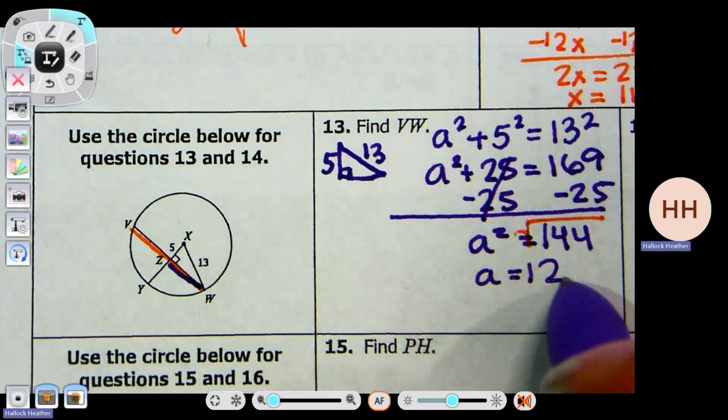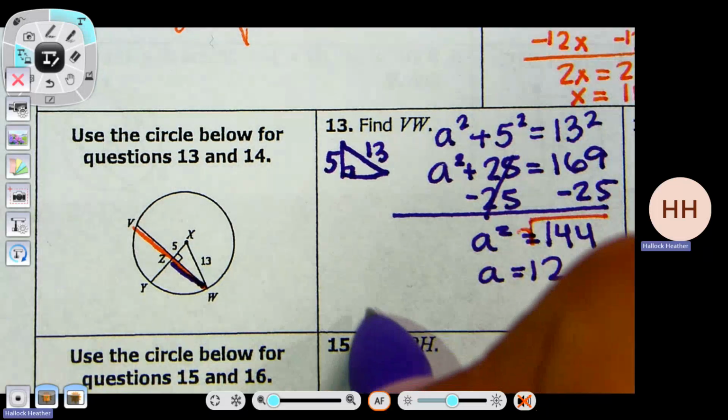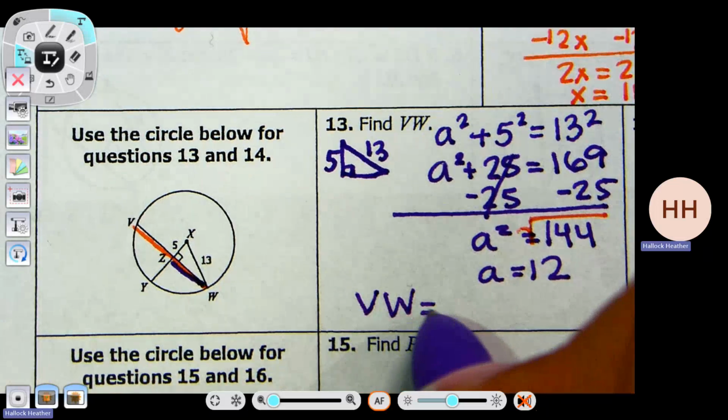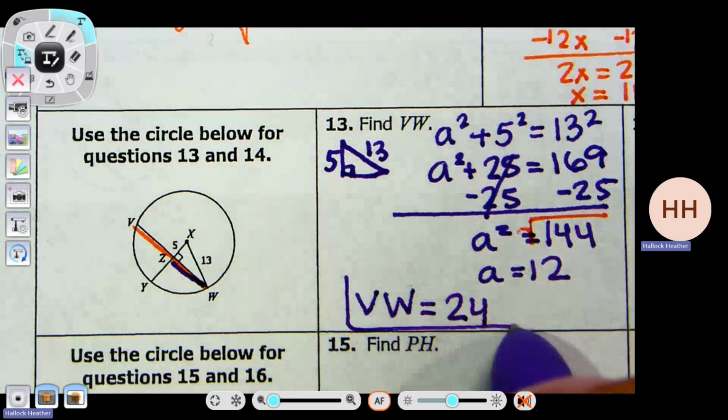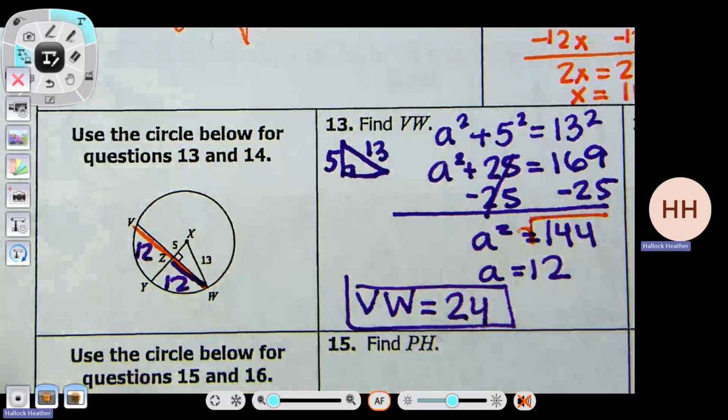Well, okay, but that's not the answer. It's not 6. It's 24. Because if the little bottom piece of the triangle is 12, this is also 12, and you need the whole length, so you add them together, so you double it.